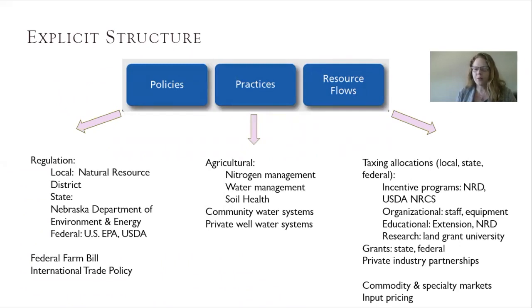And then we talk about resource flows. So most of the ones I identify here are funding mechanisms. So we have taxing structures at the local, state, and federal level. Including in Nebraska, our local natural resource districts have taxing authority, as well as the people and educational and research endeavors that are undertaken using funds that started out as a taxing program. There's granting programs, and private industry partnerships. And then to acknowledge the big scale, we've got how commodity and specialty markets influence what growers do in the field, as well as input pricing.